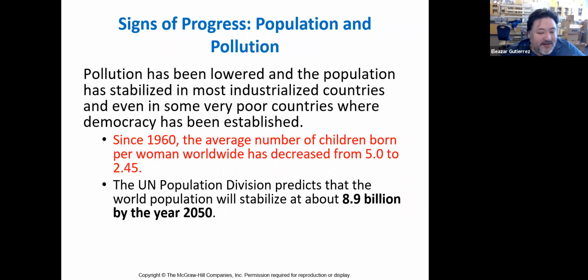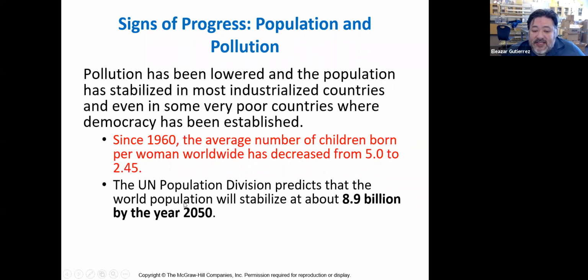Okay, so enough about the bad news. Here's the good news. Population pollution. Since the 1960s, the average number of children born per woman worldwide has decreased from 5 children to 2.45. What's the magic number? 2. 2 is called replacement. So when mom and dad die, that's 2 people passing away, they should have 2 children. When we go down to 2, we're going to be at an even keel, and population will neither increase nor decrease. So you can see that going from 5 to 2.45 is excellent.